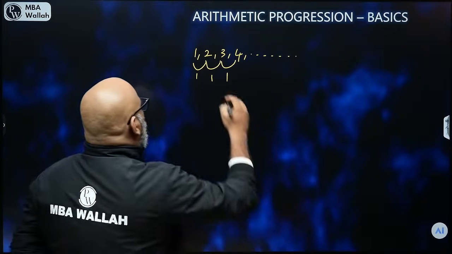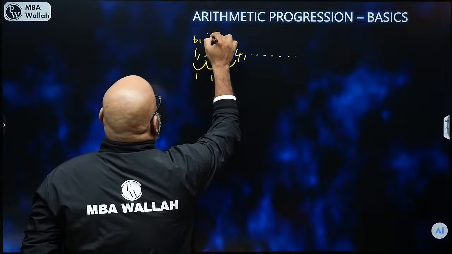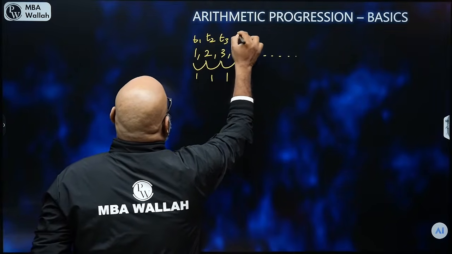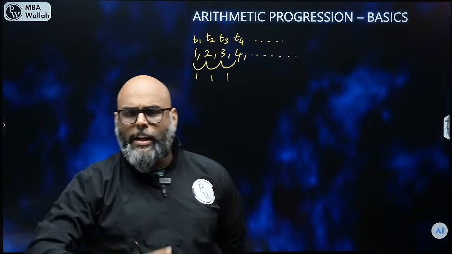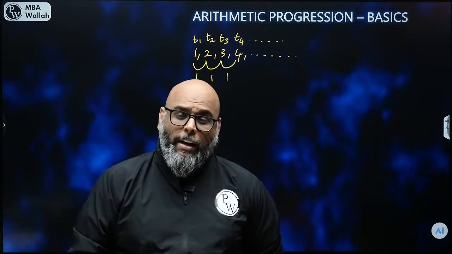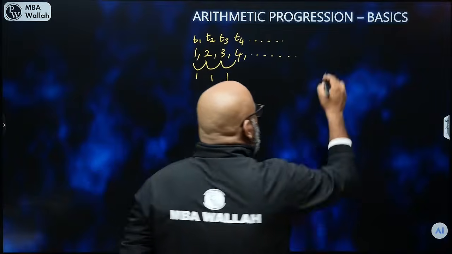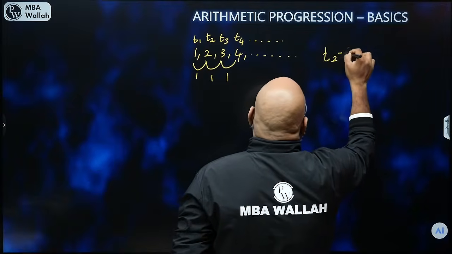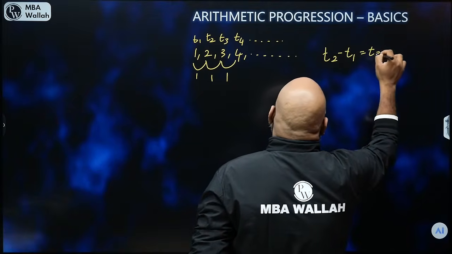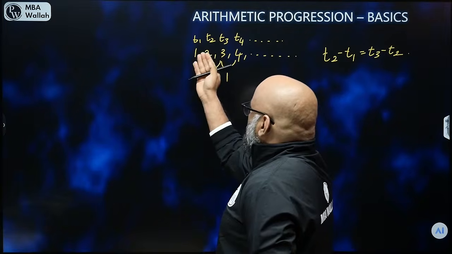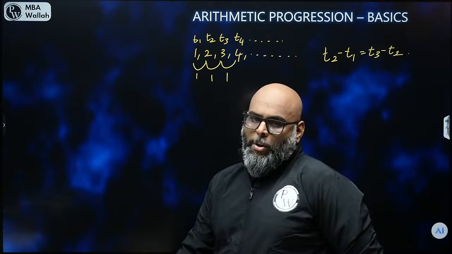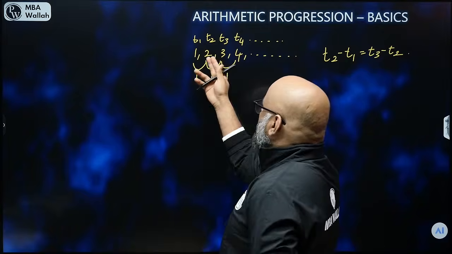Now, if I call this T1, term 1, term 2, term 3, term 4, and so on, the basic condition that needs to be satisfied for something to be an AP is T2 minus T1 is equal to T3 minus T2. The difference between T2 and T1 should be the same as T3 minus T2.